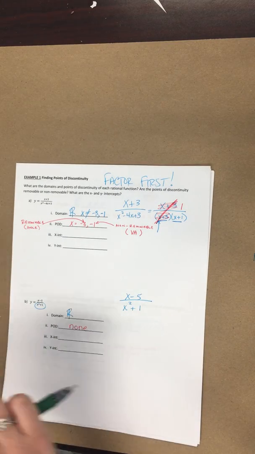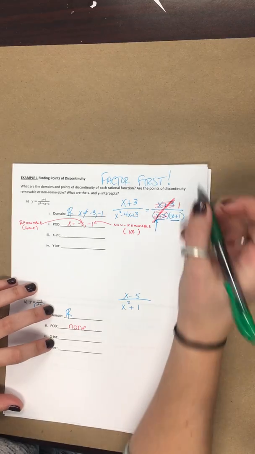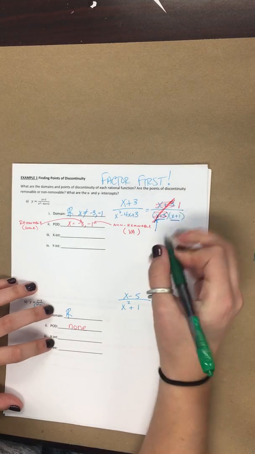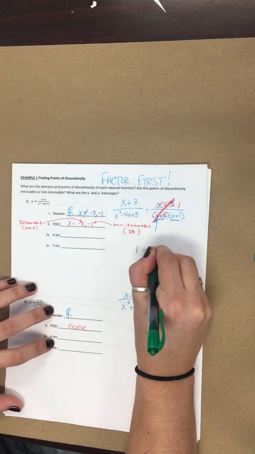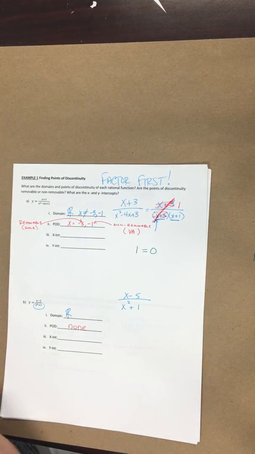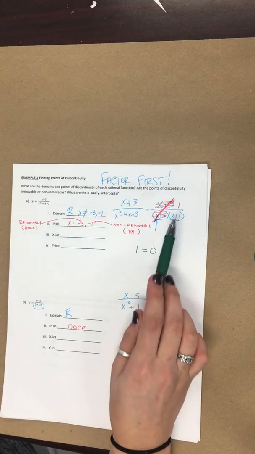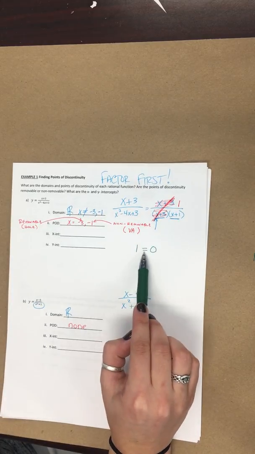I want to take my numerator from my simplified version. So right now my numerator is 1. So I'm going to take 1 and set it equal to 0. Now this is actually a trickier problem for the x-intercept. So I took my numerator, which was 1, and I set it equal to 0.